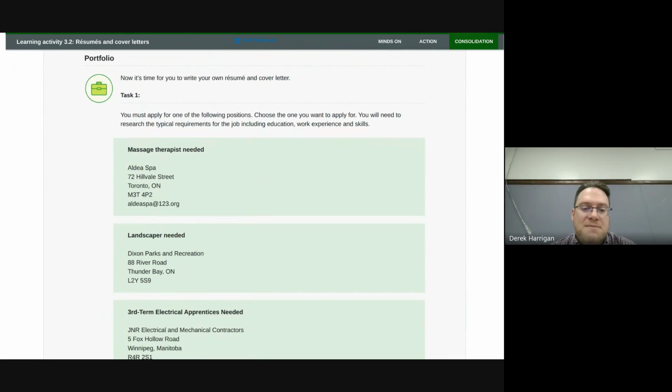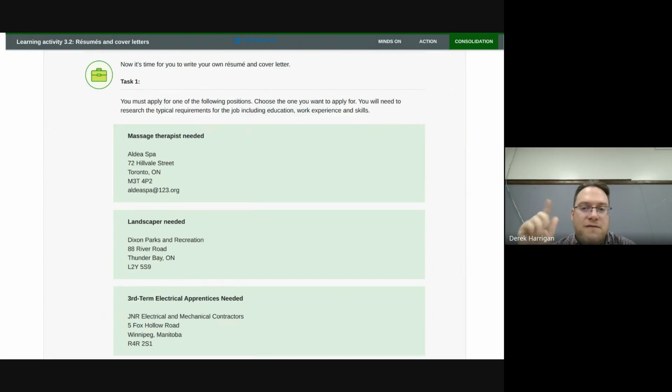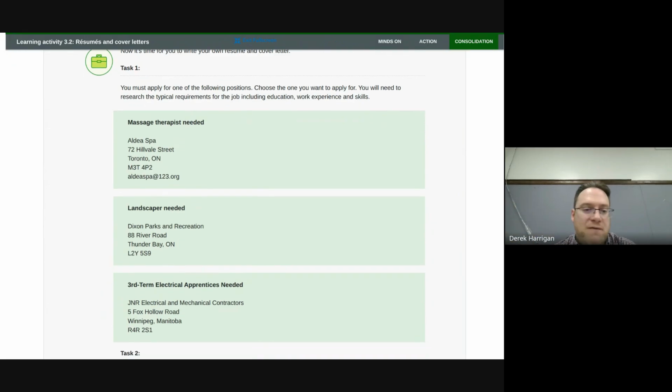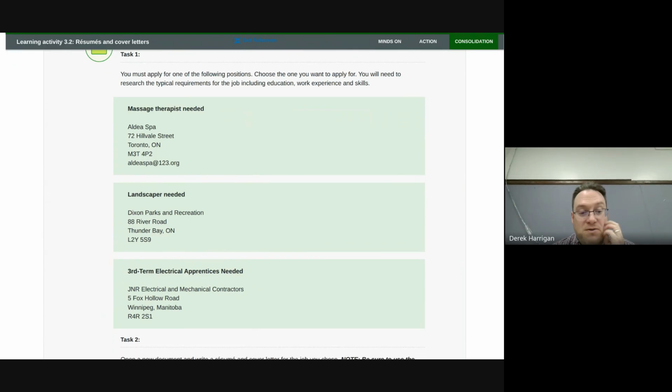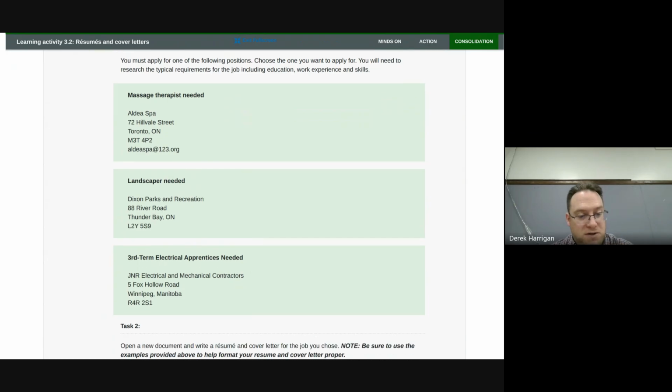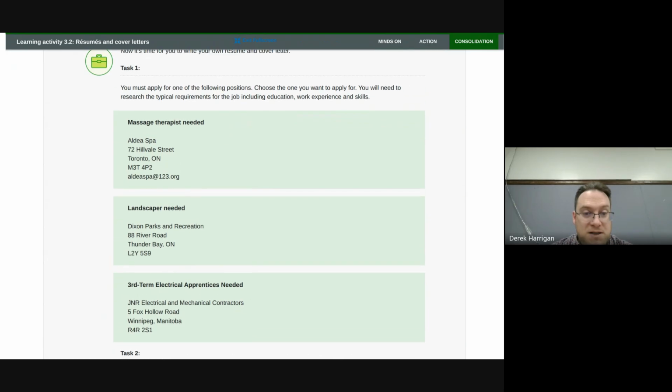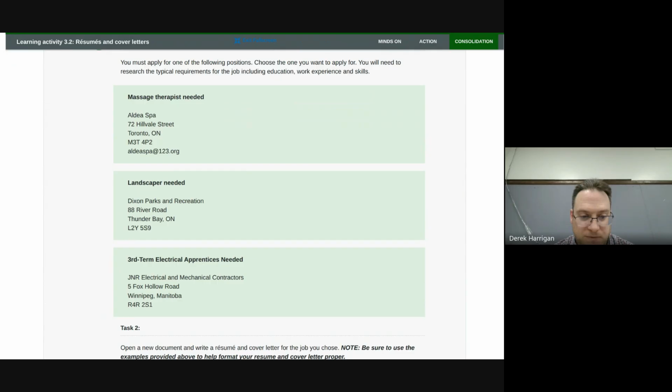And so you're going to be asked to apply to one of three jobs. Pick whichever one of these three jobs you like, whichever one is closest to something you're interested in, would probably be a good choice. So you can pick massage therapist, you can pick landscaper, you can pick electrical apprentice. Okay, so one of those three, just for the sake of this assignment, please stick to one of these three. Don't choose something different. Okay.